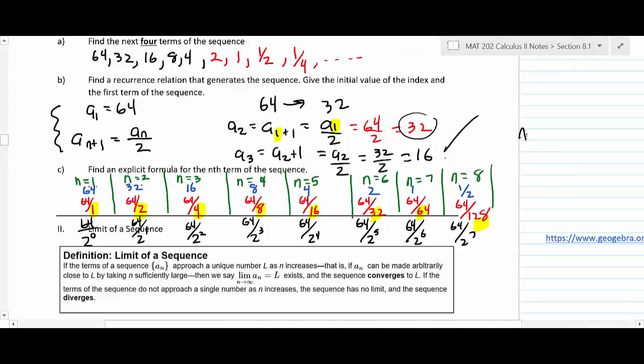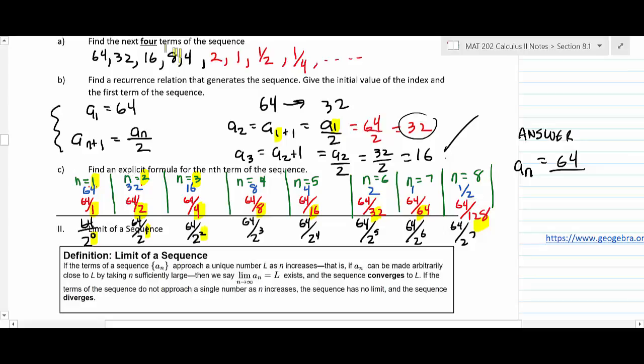My answer for this explicit formula is going to be this. We say a sub n, well, what's the same? It's always got a 64 in it. And then what would be the denominator? You've got to be careful about this. Notice that when n is 1, you have a 0. If n is 2, you have a 1. If n is 3, you have a 2.